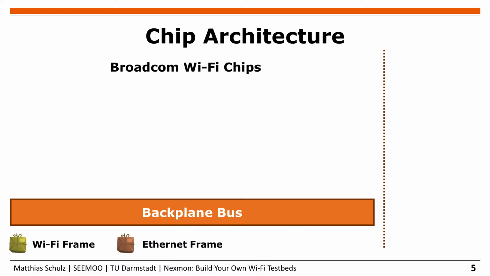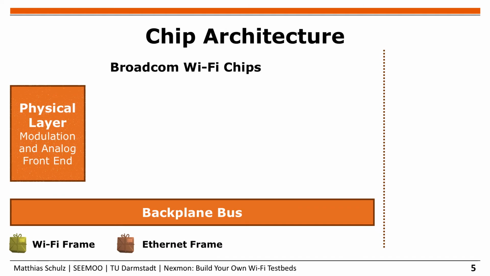So let me go on with the chip architecture. Every Broadcom chip is built up in the same way. There are only two differences. On the one hand, there are softMAC chips. On the other hand, there are FullMAC chips. All of them have some kind of a backplane bus. And in the end, they are a system on chip.